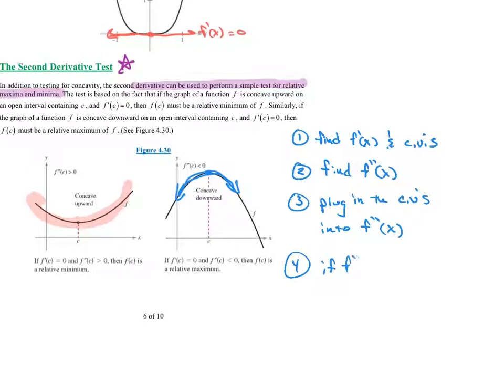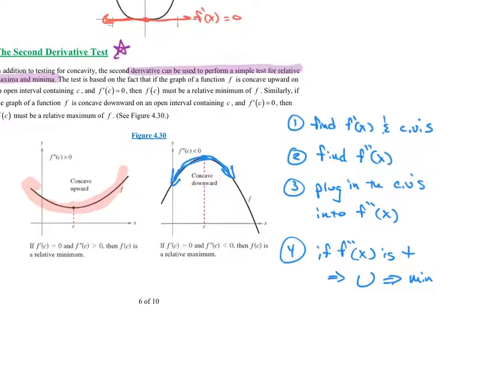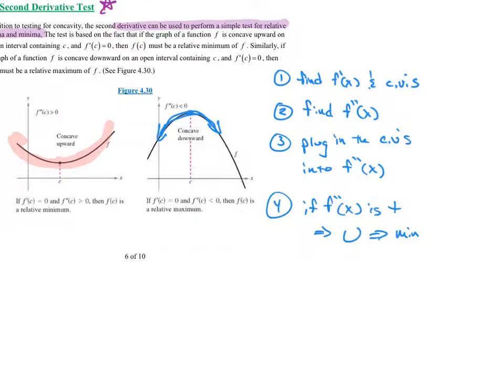If f double prime of x is positive, that tells you that your function is concave up, which tells you that point is a minimum. If f double prime of x at that critical value is negative, that tells you that it's concave down, which tells you that point is a maximum. So there's your second derivative test.